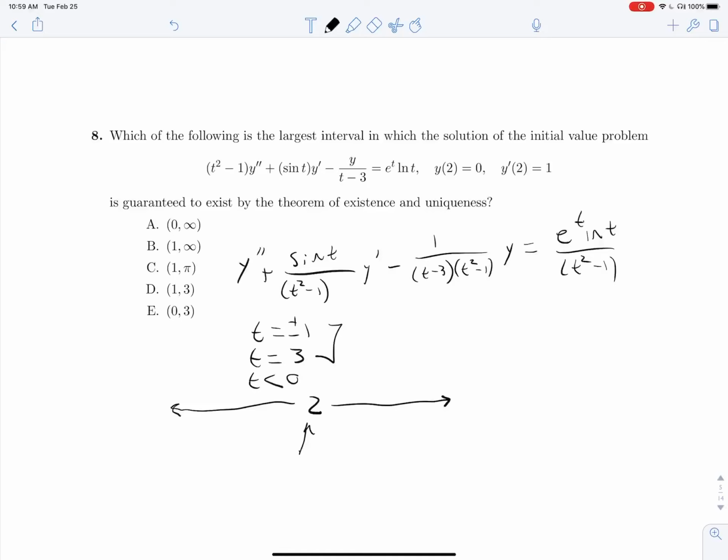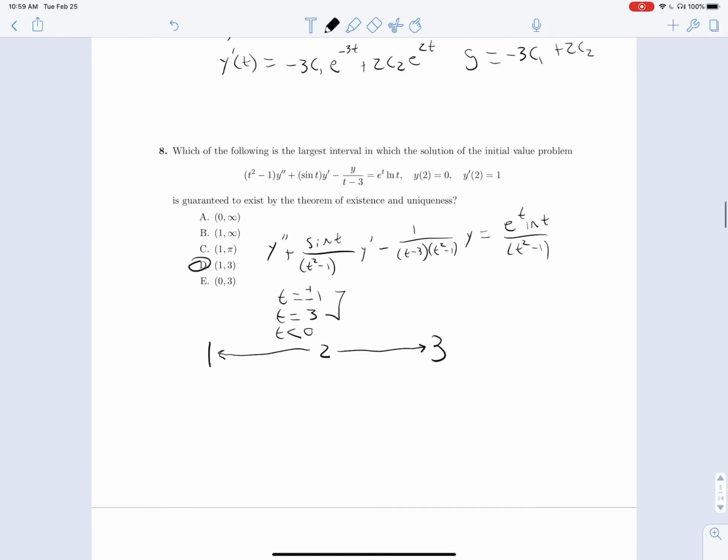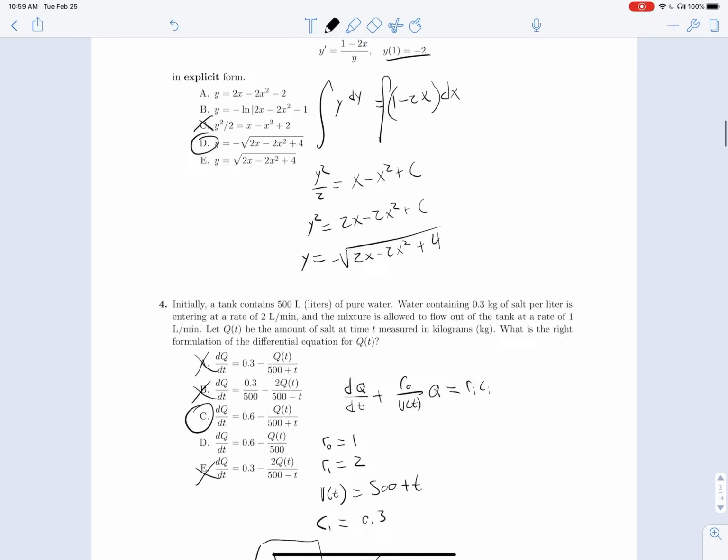So if we're starting at 2, the first value we're going to hit in the left direction that's no good is going to be 1, and then on the other side we're going to hit 3, and so we can only prove that a solution to this initial value problem is guaranteed to exist on this pretty small interval right here, because anything more and we'll be dealing with some discontinuity. So 8 is D.